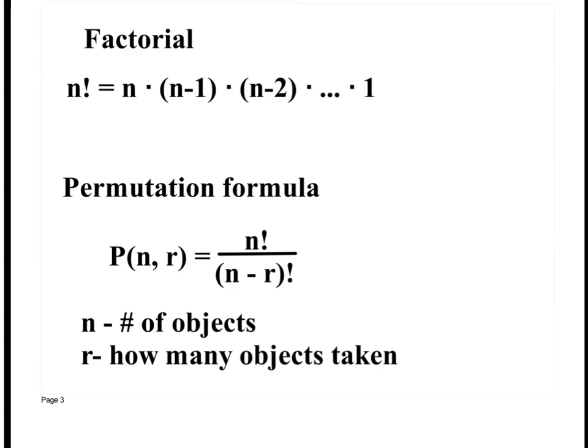Because sometimes, like the city one, it had 5 cities to pick from, and you used all 5. You had 5 stops. But not always do you use every stop. Let's say you only had 3 of those cities to pick from. So what you do is you use this formula. You take the number of objects factorial over the number of objects minus how many you take, which if you only had 3 stops, you do 5 minus 3 factorial. So this is the permutation formula.